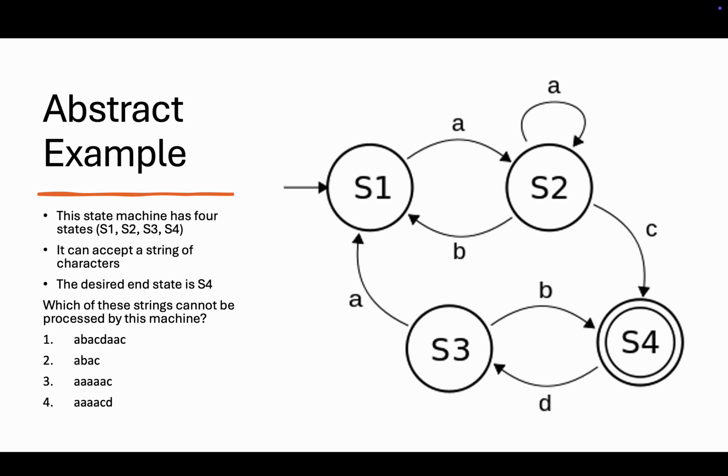The last one, 4, is really the same circumstance. So starting with state 1, going through A, self-transitioning through A, going through C, and then ending in state 3. So the fourth one is not processed by this machine because we don't end in the desired state.